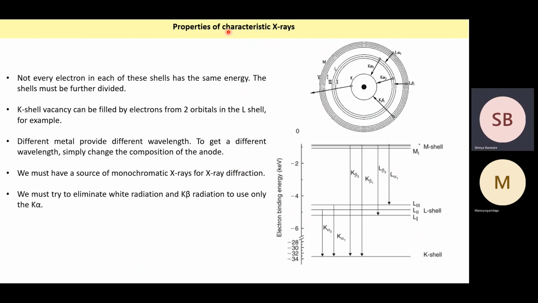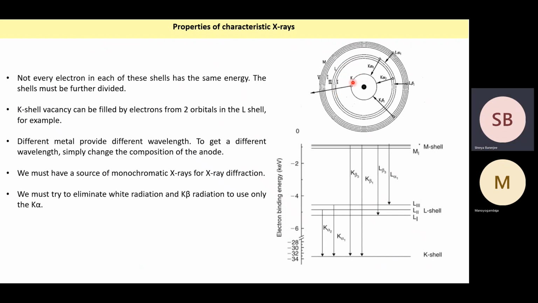Next, we will learn about the properties of these characteristic X-rays. Not every electron in each of the shells has the same energy. The shell that is closest to the nucleus is called the K shell. The shell after that is L, and the one after that is M. But this does not mean that all the electrons in the M shell have the same energy. Even the M shell is subdivided into different subshells, and the same for the L shell.